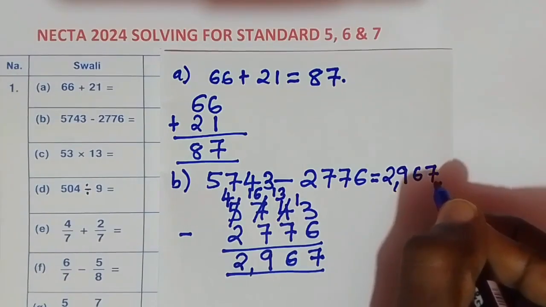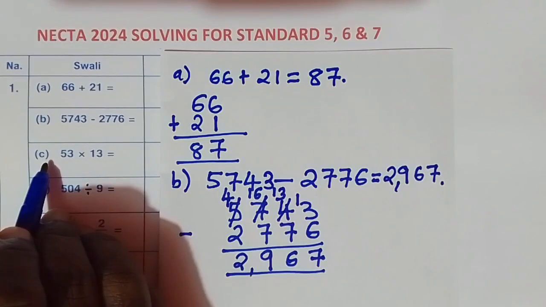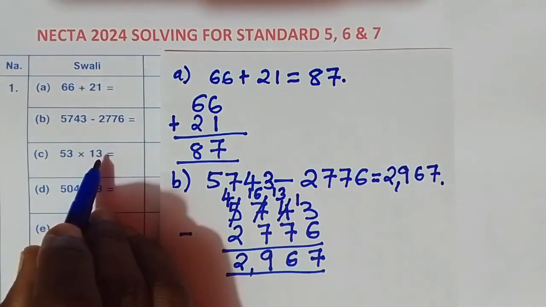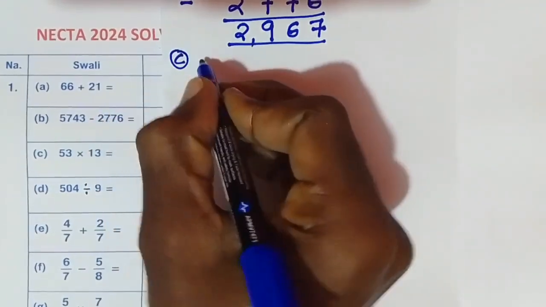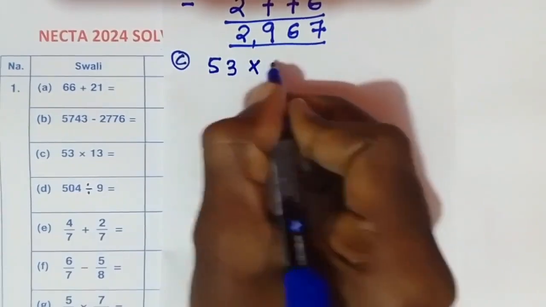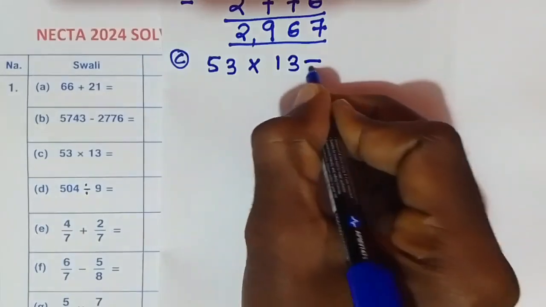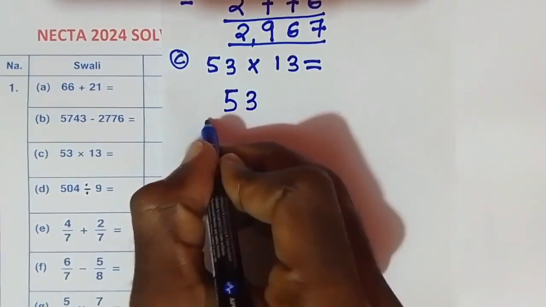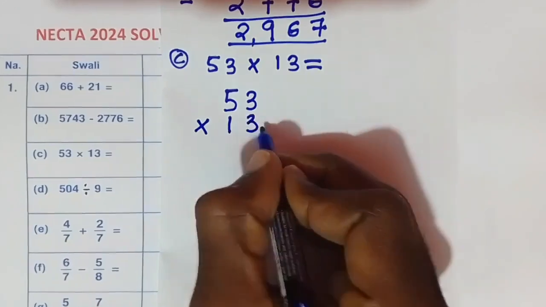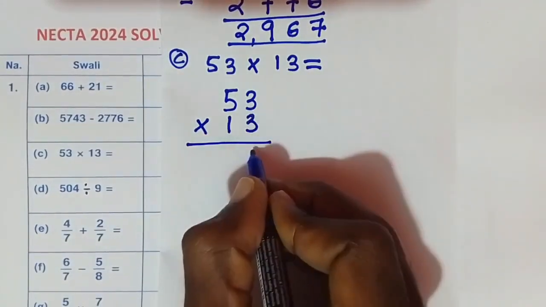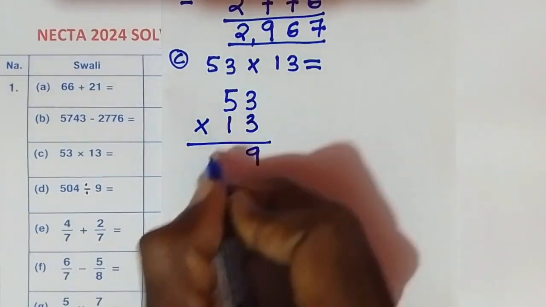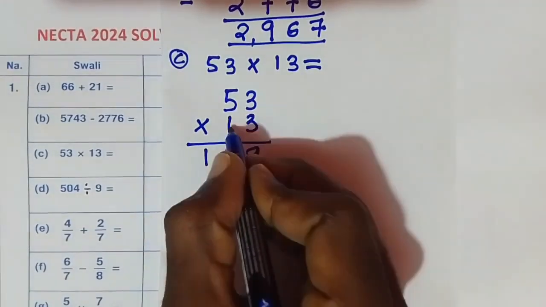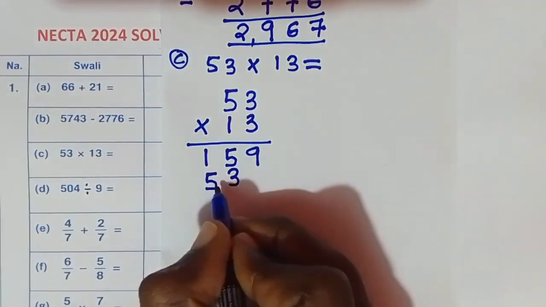Let's go and do C. They have given us a multiplication question. We have 53 multiplied by 13. We are going to put it into vertical. That is 53 multiplied by 13. 3 multiplied by 3, it is 9. 3 multiplied by 5, we got 15. 1 times 3, it is 3. 1 times 5, we get 5.